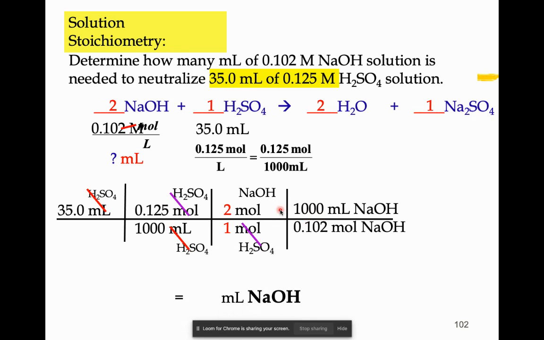Now we can cancel moles of NaOH. Okay, so again, this conversion factor here comes from our 0.102 molar NaOH. It's just that we use 1000 ml instead of liters. Okay, now that we are ending up with the unit that we want, which is ml of NaOH, then we can carry out our calculation.